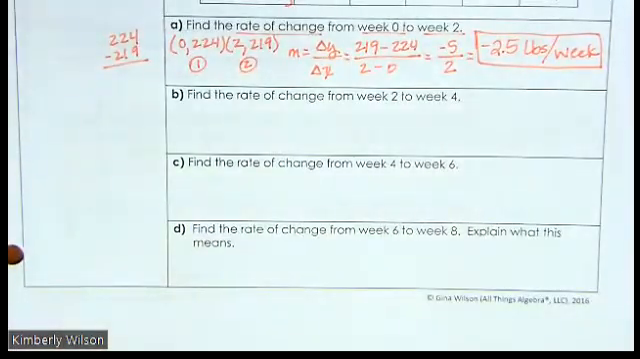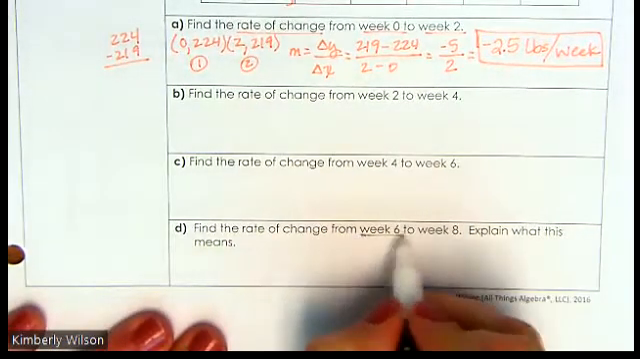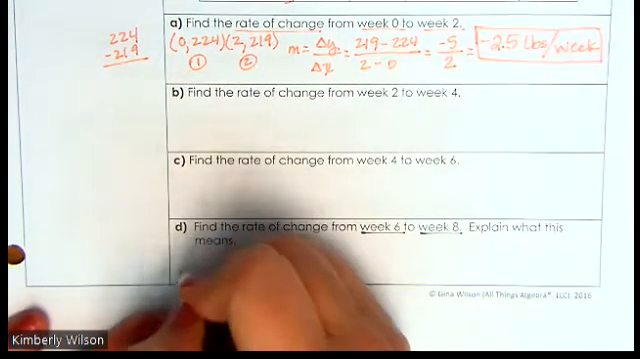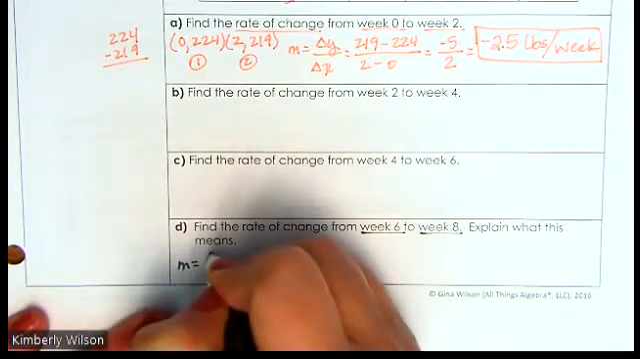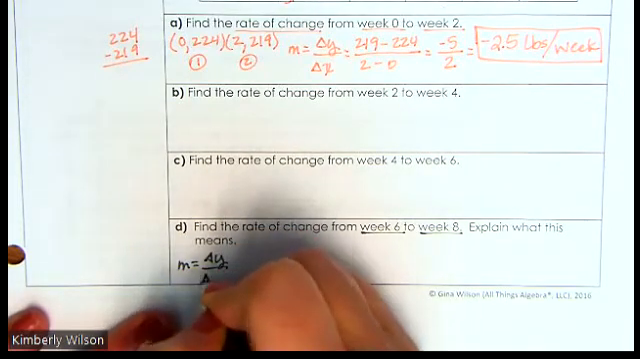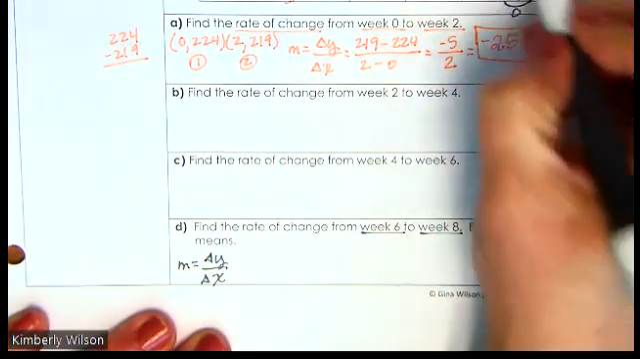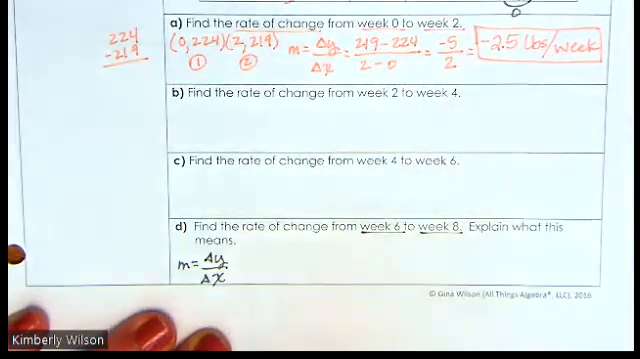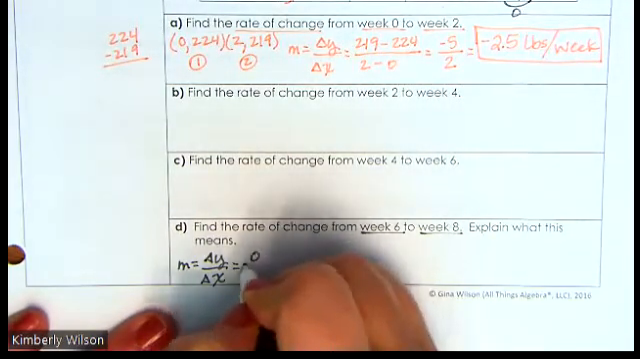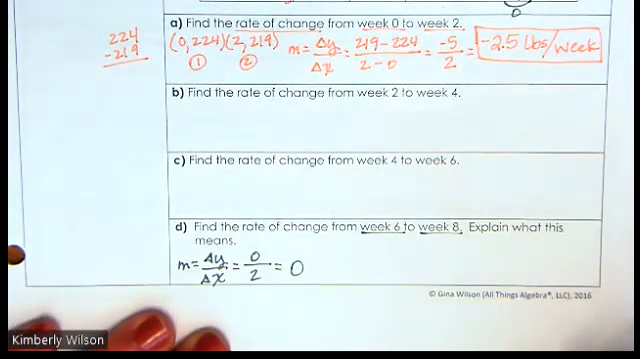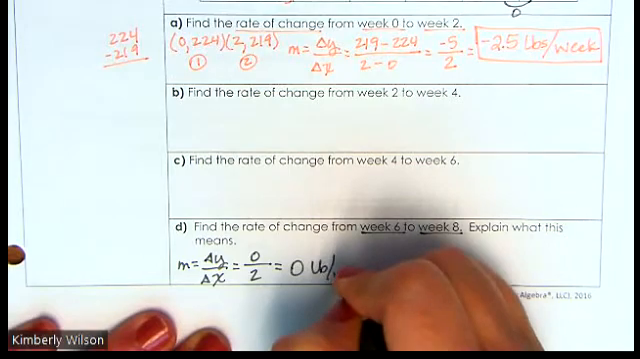All right, let's look at D. Okay, find the rate of change from week 6 to week 0. Oh, well, to find the slope, remember that's the change in y over the change in x. So I could look at the table of values here. There's no change from here to here. And then this is a 2-week go up. So therefore the change in the y is 0 over 2, which means my slope is 0. Well, what does that mean? That's 0 pounds per week.